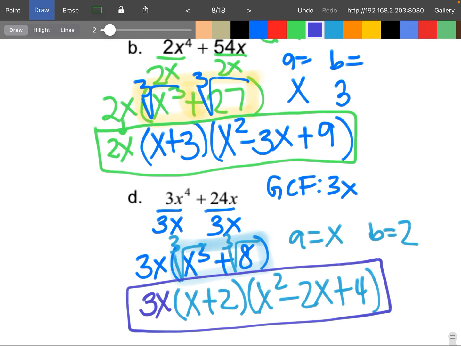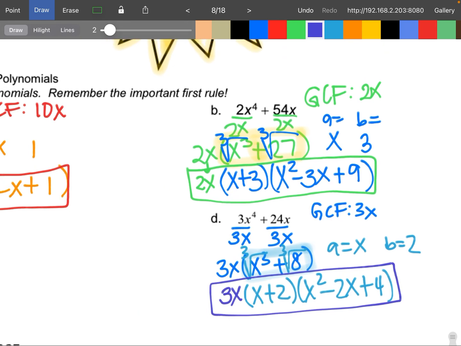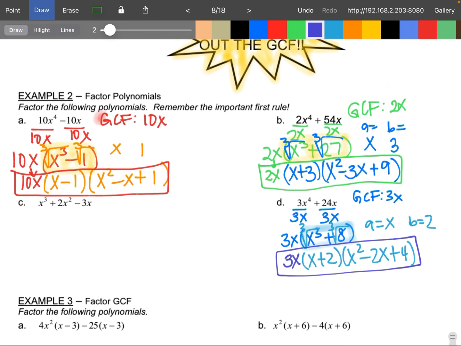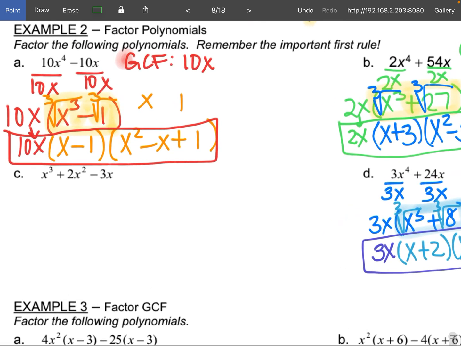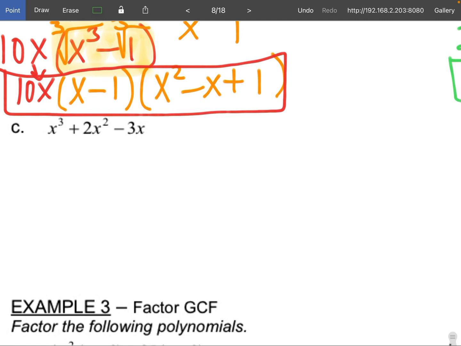Notice whenever I divided out the GCF in all of these, what was in parentheses had 2 terms. So I had x cubed minus 1. I had x cubed plus 27. I had x cubed plus 8. They were cubes, and there were only 2 terms. Let's look at letter C now.